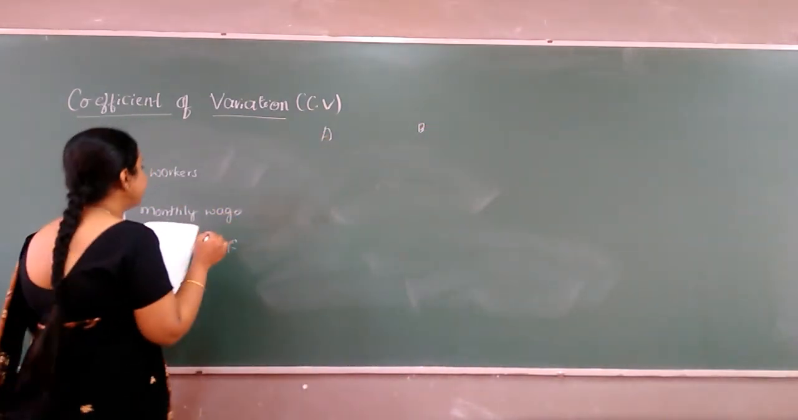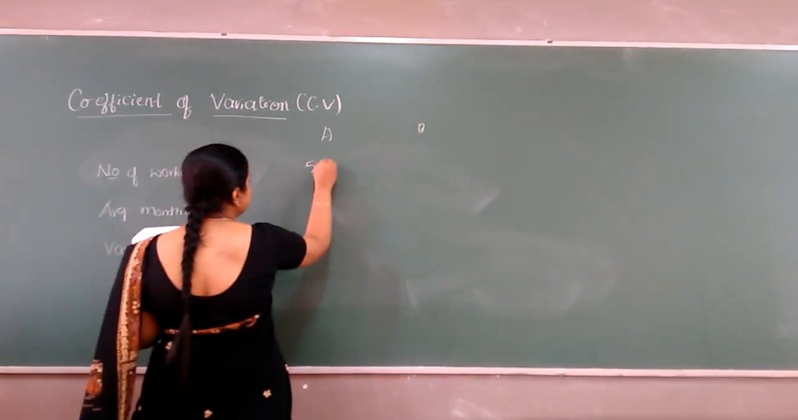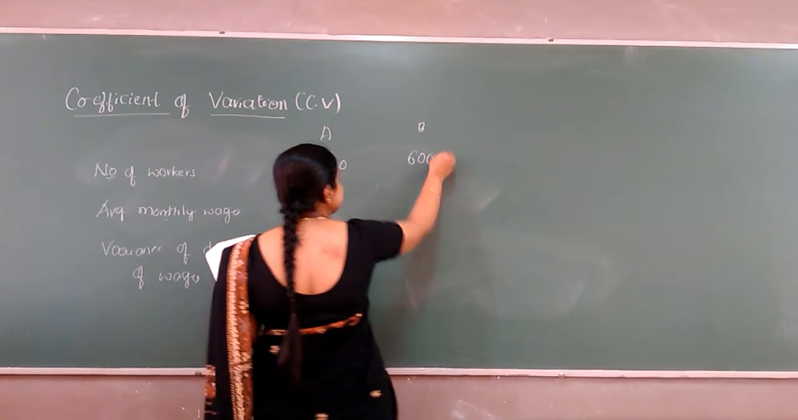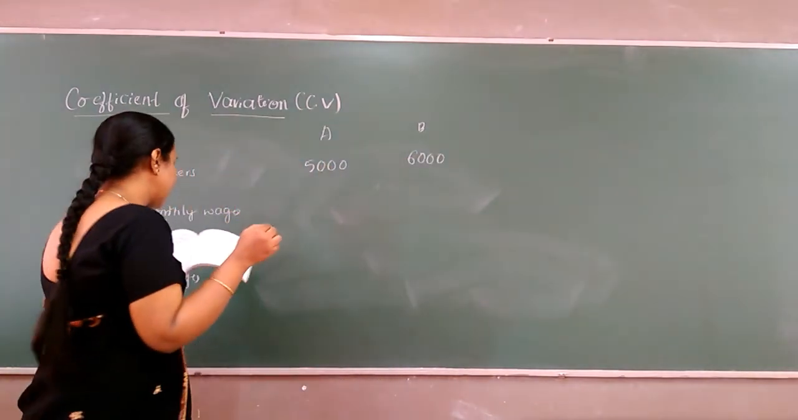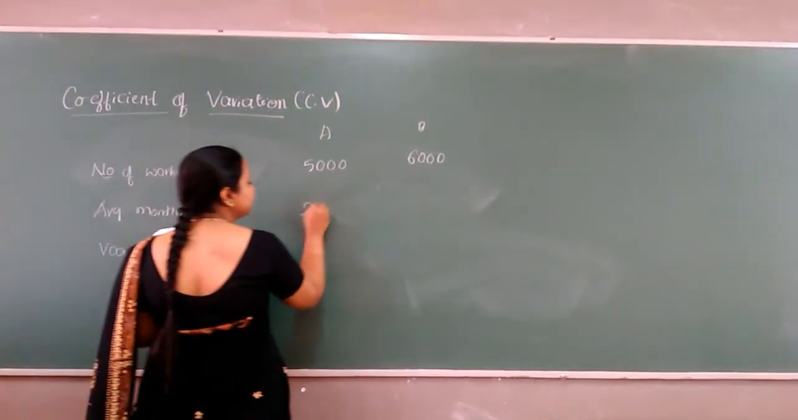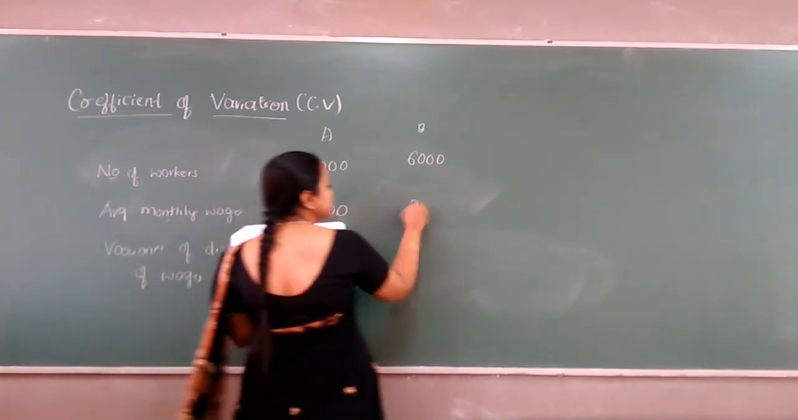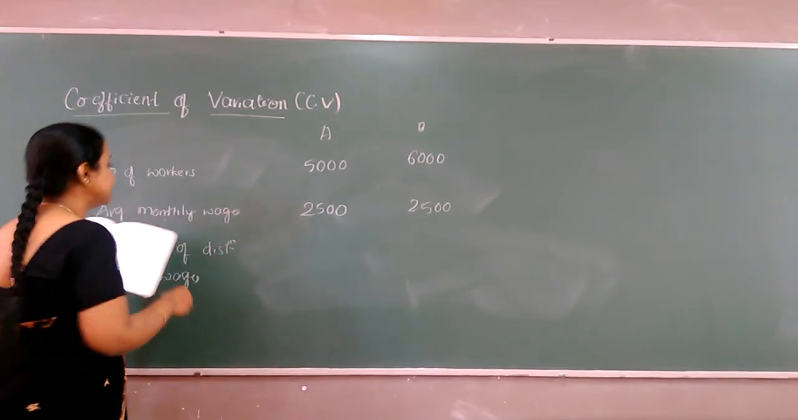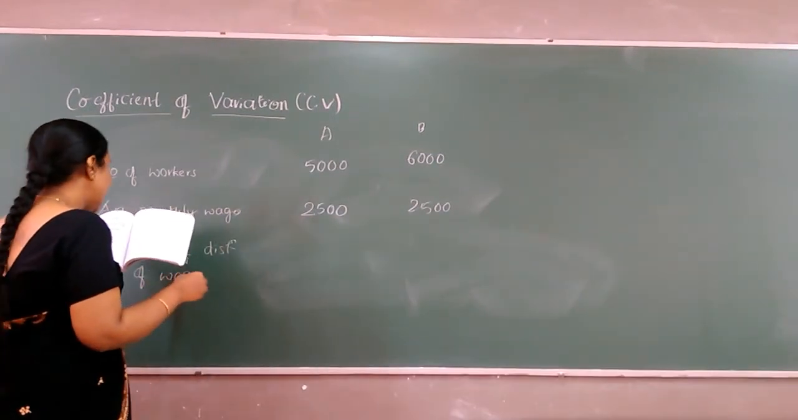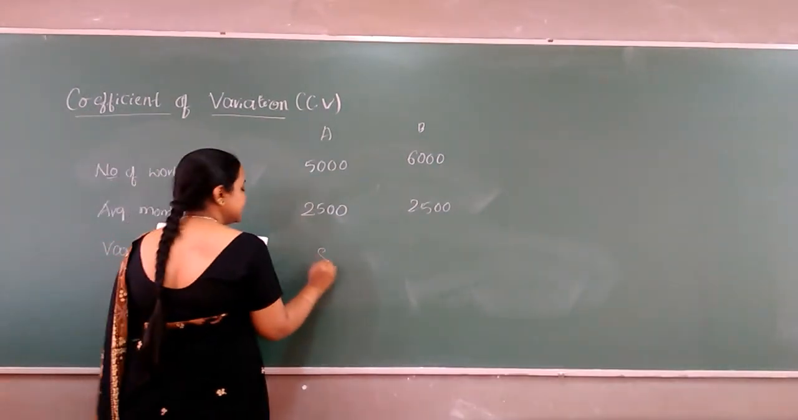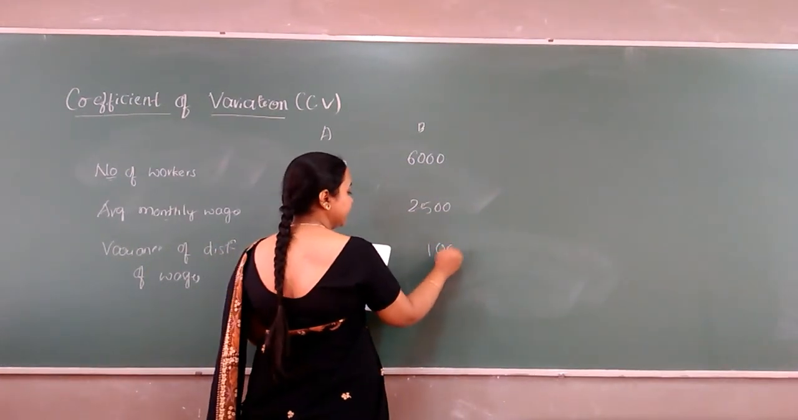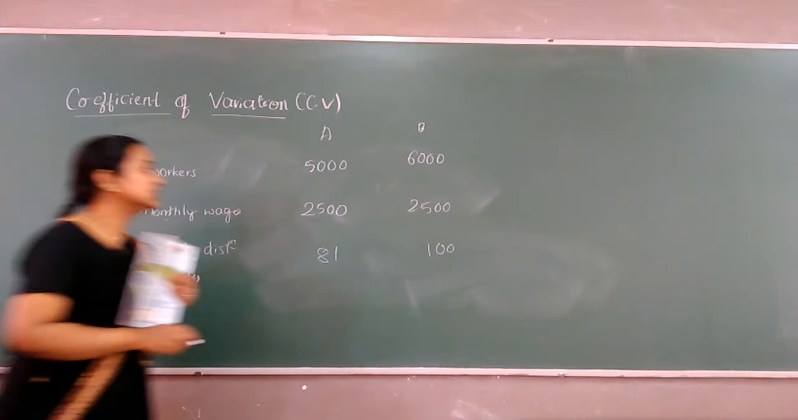Okay, so for plant A, the number of workers here is 5,000, and for plant B the number of workers is 6,000. Okay, and the average monthly wages for both plants is rupees 2,500. So you can see that the means are the same. Average is nothing but the mean. And the variance here is 81. Here it is what? It is 100. Okay, so now this is all that is given.